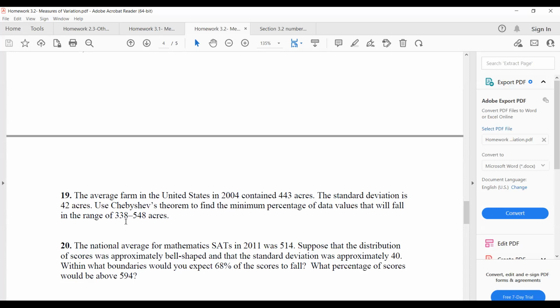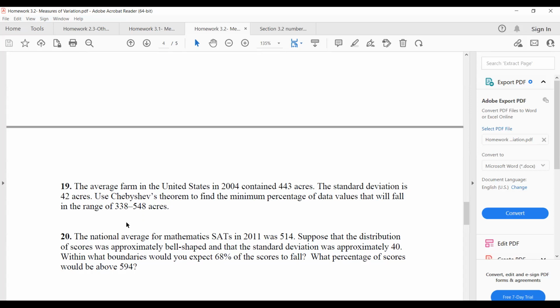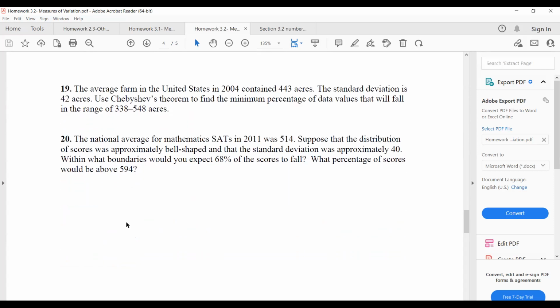Okay, is that it for that one? Are you good? How about 20? I'm going to work on 20 right now and see if I can get it right. Okay, no problem. Now here, I will warn you, this is a bell-shaped curve. So this is where the empirical rule applies. You're not doing Chebyshev's theorem for 20. You're doing the normal distribution for 20. So be careful there.